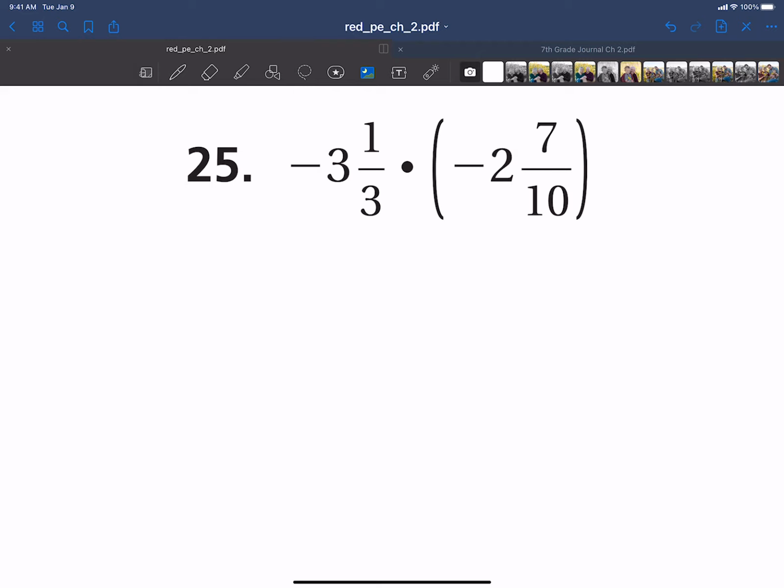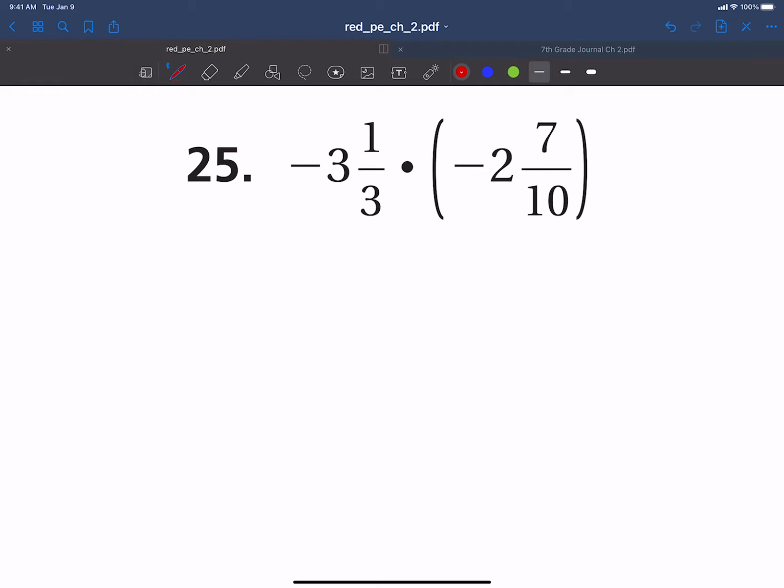Negative 3 1/3 times, you don't have to write the parentheses, by the way, okay? Negative 2 7/10. Remember, guys, the reason why the book puts parentheses right there is so that you don't think this says negative 3 1/3 times minus 2 7/10. They just want you to know that's a negative sign.